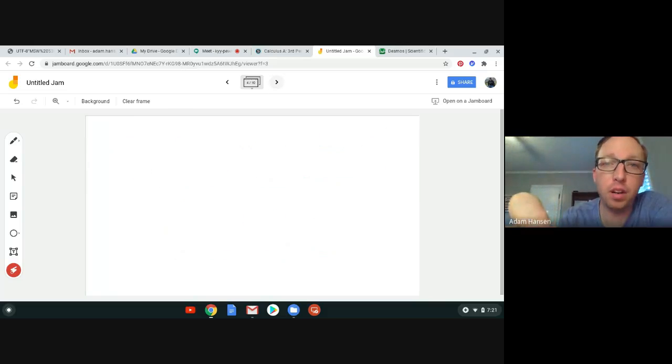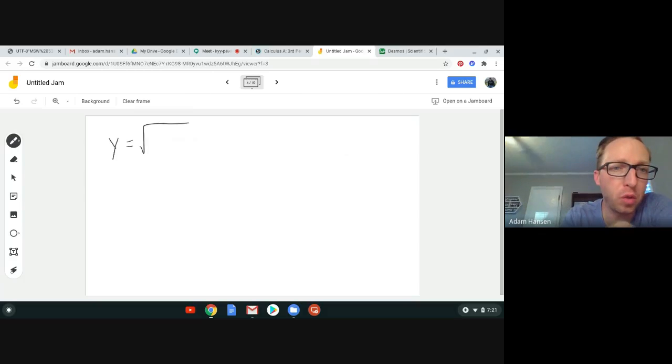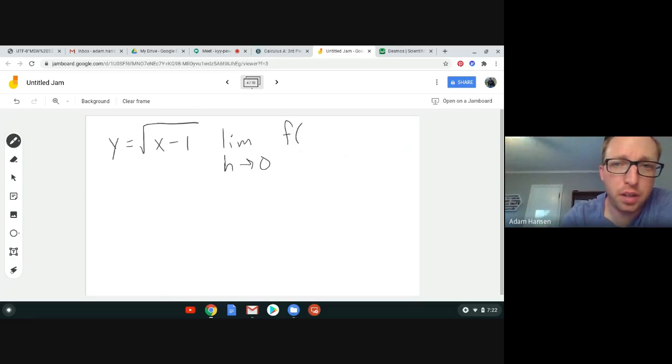Let's look at a radical function. Say I want to find the derivative of y equals the square root of x minus 1. Now we have a radical function. This involves a root, a square root. The process is still the same. It's still the derivative. It's going to be given as the limit as h approaches 0 of f of x plus h minus f of x, all divided by h. So let's set this up.